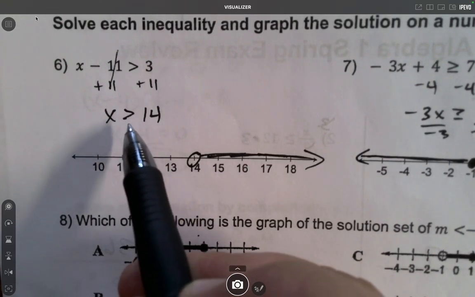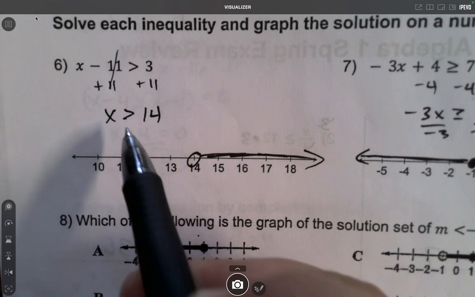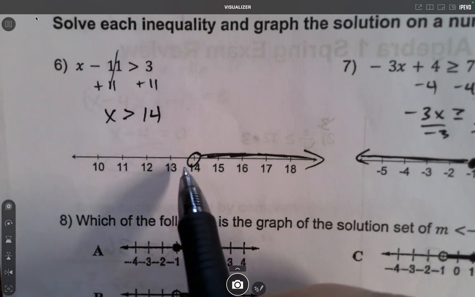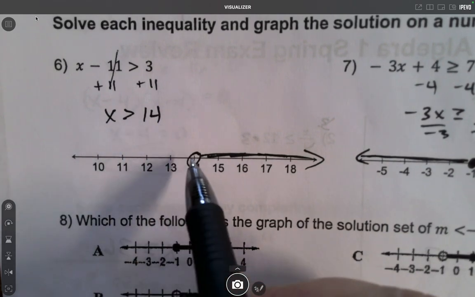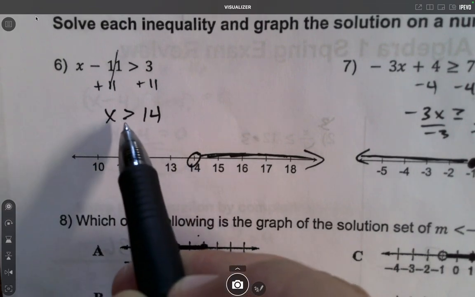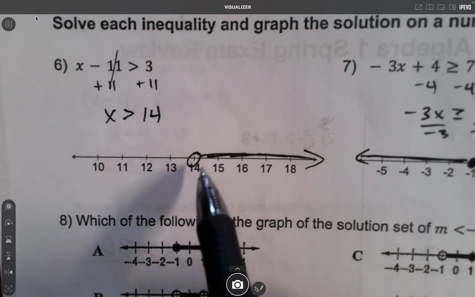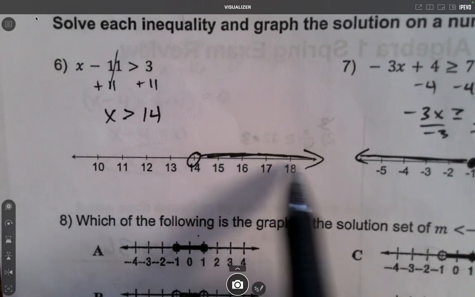If it's less than or greater than, you put an open circle. So I put an open circle on that number, 14. And since it says x is greater than 14, I have to shade to the right the numbers that are bigger than 14.